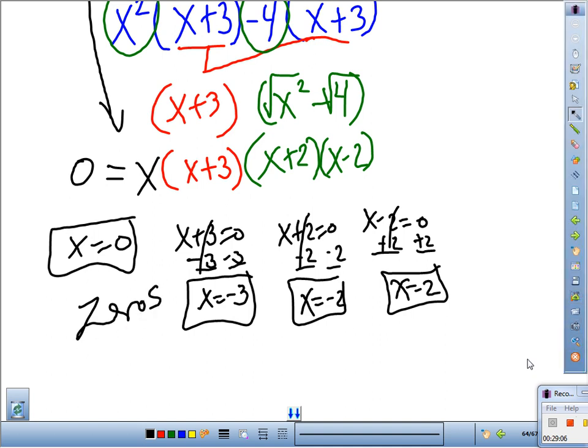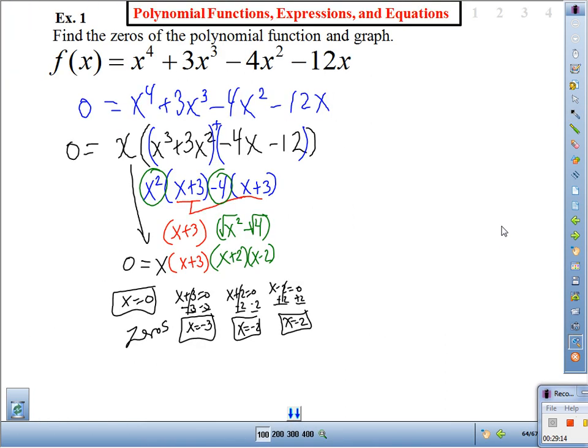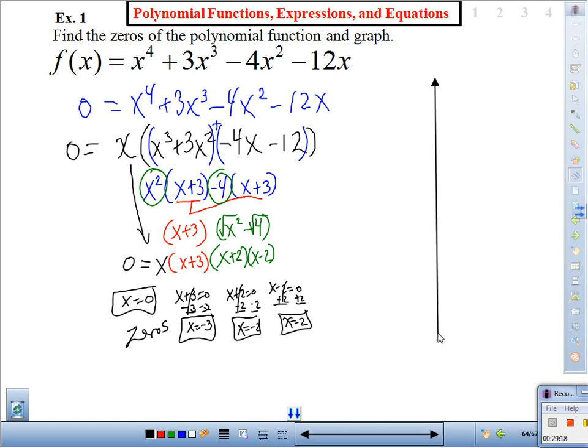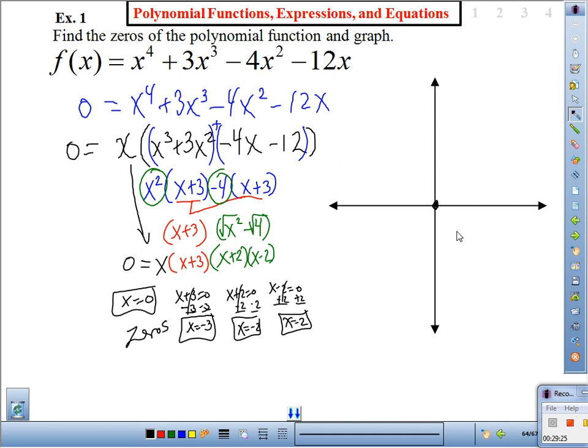Question, do we have any complex numbers there? No, which means we can graph this. So let's graph it. Get your graph in front of you. Here we go. 0, negative 2, negative 3, and 2.